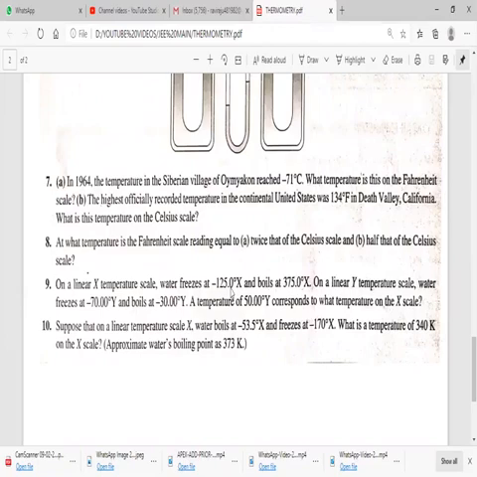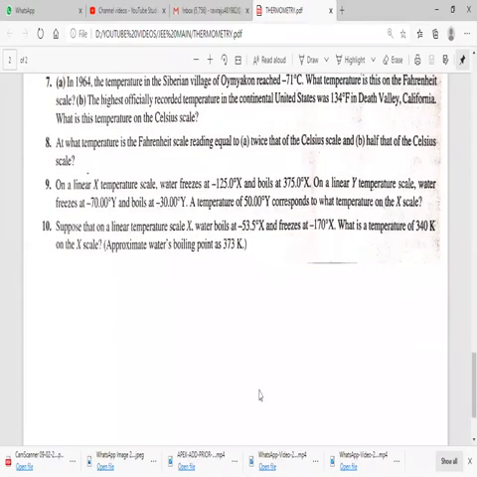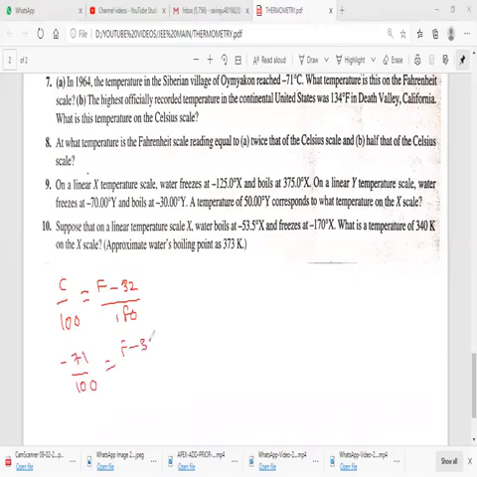So very much simple question. They're asking us to convert the temperature minus 71 degrees Celsius into Fahrenheit. Even then I will just write quickly the answer here. The relation between Celsius and Fahrenheit is C by 100 equal to F minus 32 by 180. And C is given here, minus 71 by 100 equal to F minus 32 by 180.